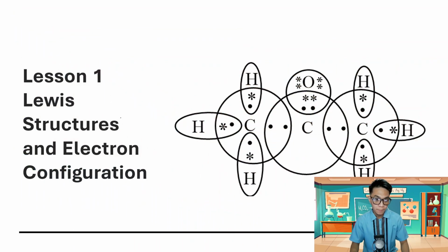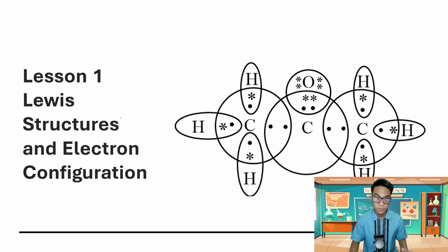So before I proceed, just like any other field of science, in every topic there are fundamental concepts that we need to understand before we proceed in discussing the main topic. So here in organic chemistry, before we start discussing organic compounds, the carbon molecules, the different functional groups, in order for us to understand how they behave, how they react, and why they form those kinds of molecules, we have to discuss these fundamental topics for lesson 1, which is the Lewis structures and electron configuration.